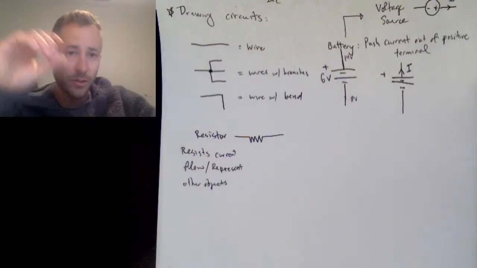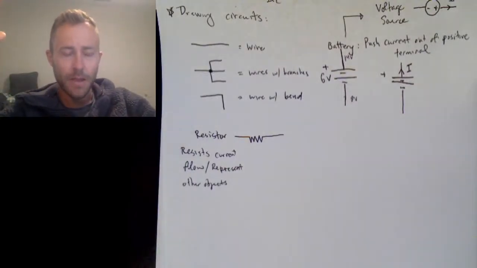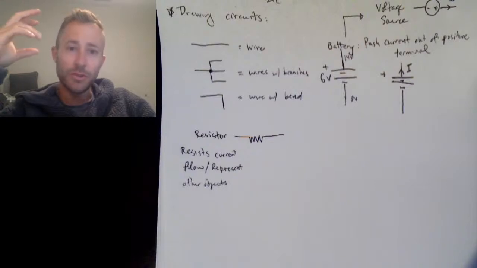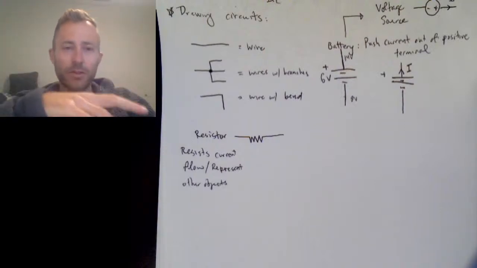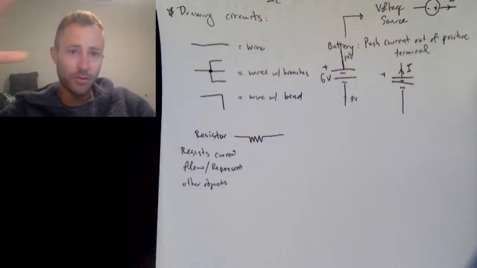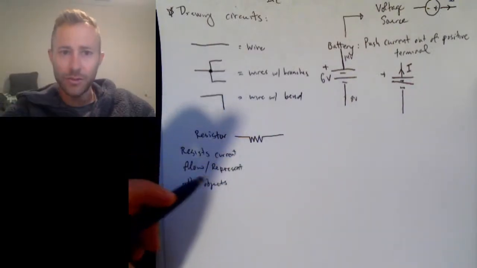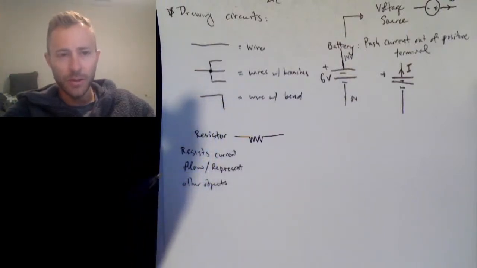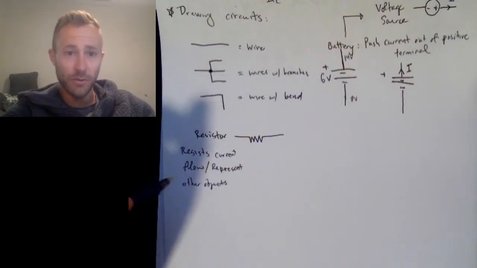Sometimes a resistor is intentionally put into a circuit in order to control the amount of current that is flowing. Other times a resistor is representing something else. For example, from the perspective of a circuit, a motor might look just like a resistor. So it's how it behaves, even though that thing is doing something else in the external world outside the circuit. From the perspective of the circuit, all it's doing is resisting the flow of current.